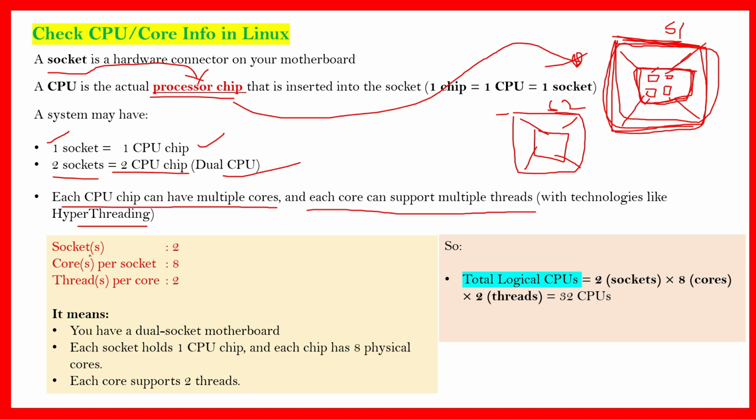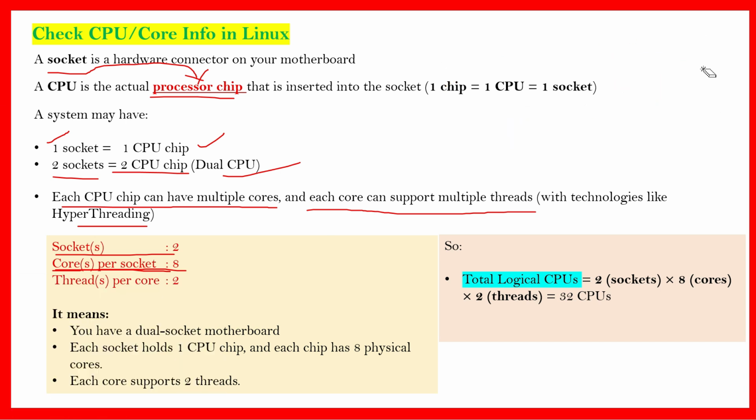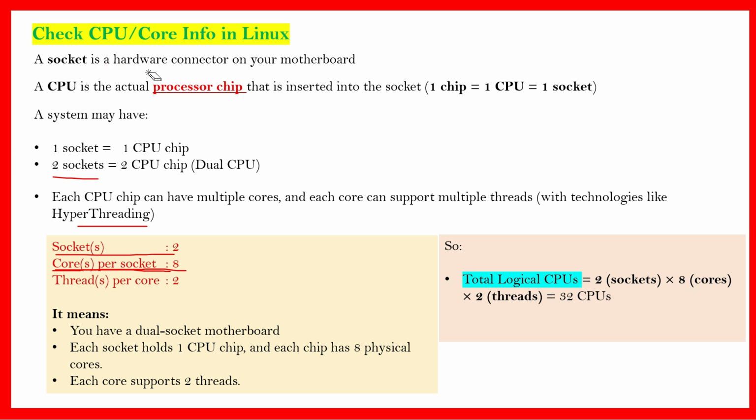So let me go with an example. We have two sockets. This is the first socket and this is the second socket. That means we have two processor chips. Now each chip has eight cores. That means cores per socket is eight. So what I will do, let me draw it fresh so you will understand it properly. Let me clean it and draw it again according to the discussion we are having.